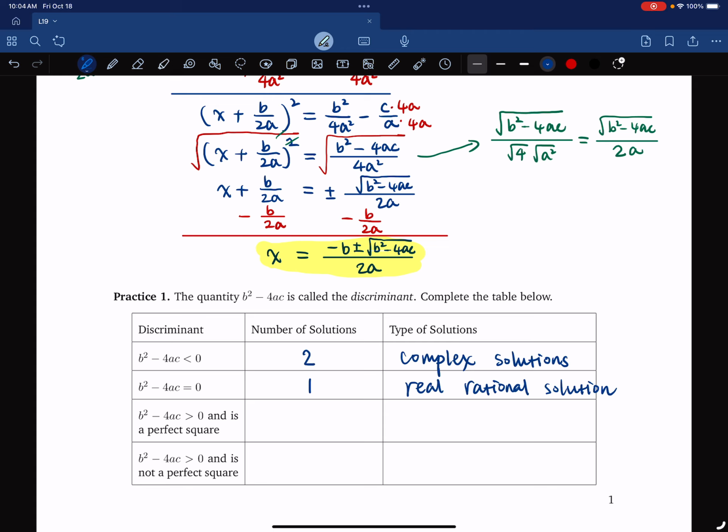Okay, next one. b squared minus 4ac is greater than 0, and it's a perfect square. So again, it's talking about this radicand right here. This is positive, which means we don't have complex numbers. We're going to be having real solutions. And b squared minus 4ac is a perfect square, which means when you take a square root, you can completely get rid of the square root, so no radical signs. You're going to get two real rational solutions.